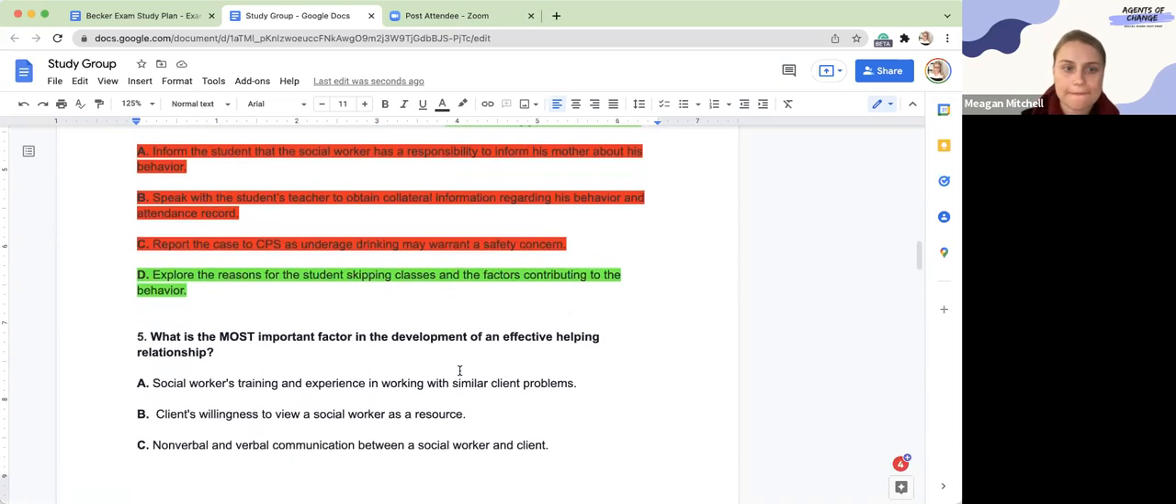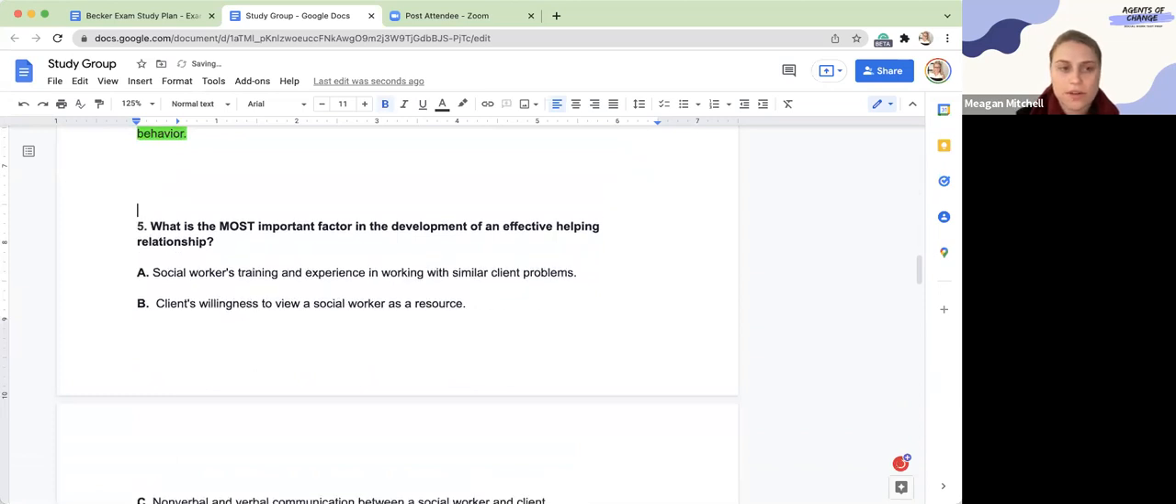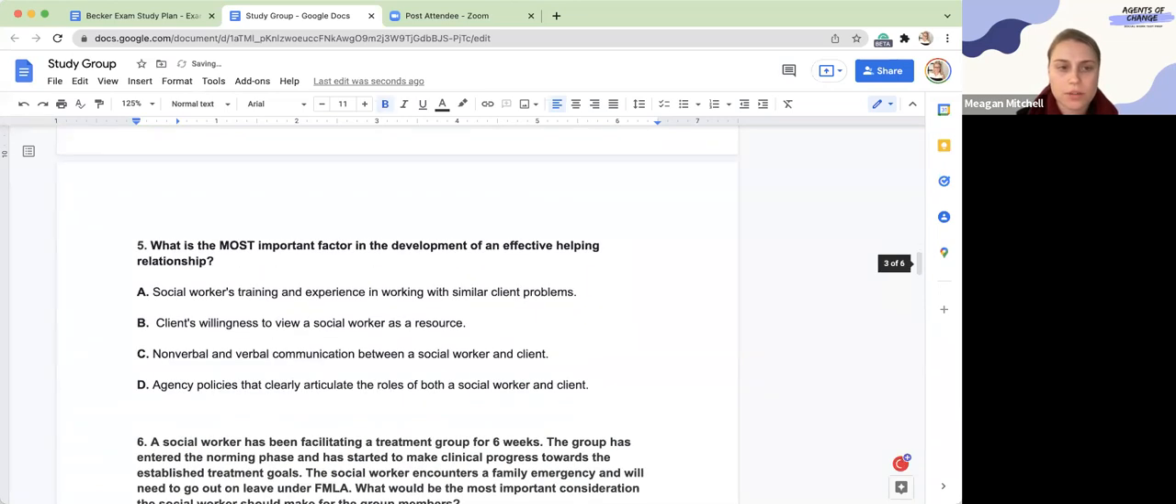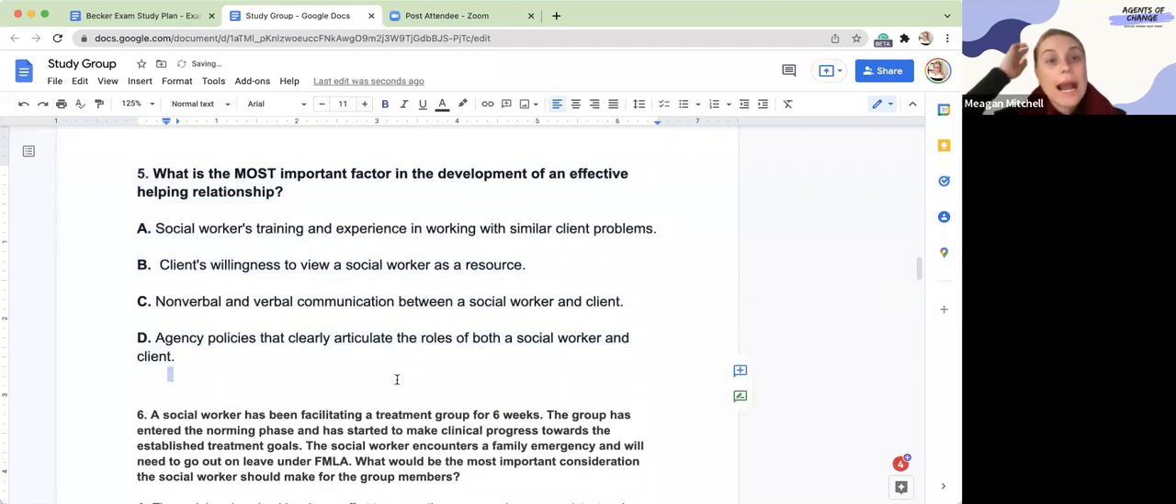Okay. Let me put number 5 down here. I'm going to make this bigger. There we go. On the new software as well, you will be able to make the font bigger or smaller.